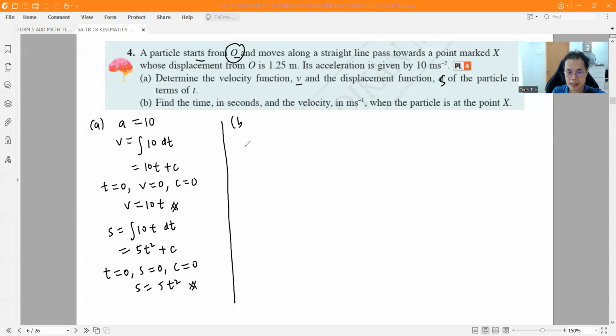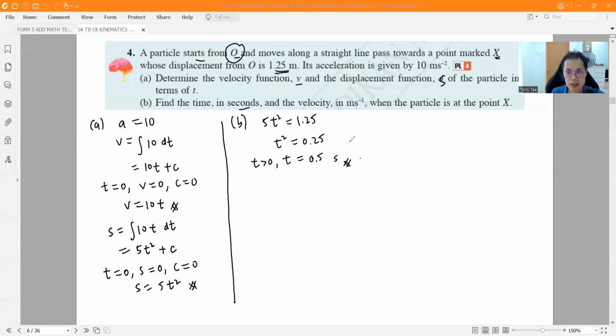All right. Next, find the time in seconds and the velocity when the particle is at point x. Now, it is given that the displacement from point O is 1.25 meters at point x. So we're going to take this displacement function s and replace it. Let it be 1.25 here. Okay, very simple. 1.25 divided by 5, I got 0.25. Square root of 0.25 is 0.5. Now you don't have to put a plus minus because time is always positive. So 0.5 seconds. So I got the time in seconds.